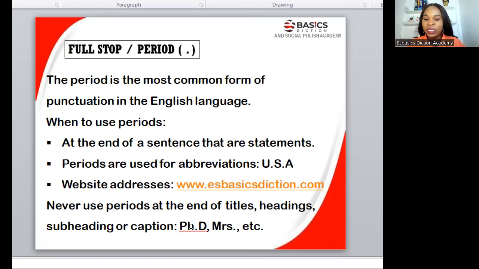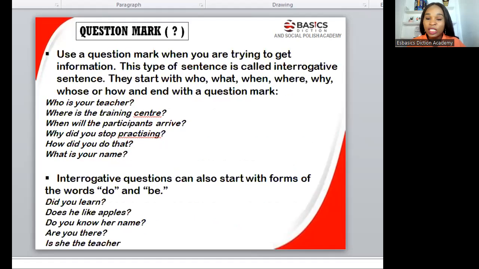This is a title, PhD. If you have to use this in a sentence, it shouldn't just end this way. When you are writing a headline, don't use a full stop. Don't use a period for a subheading. Let's proceed.